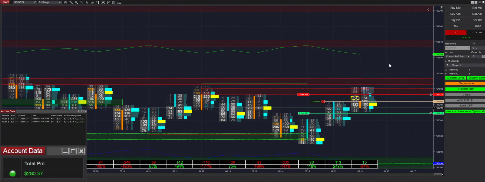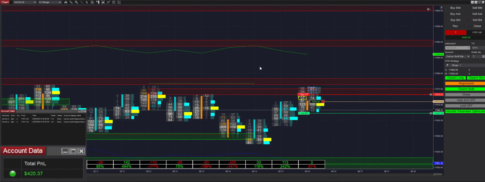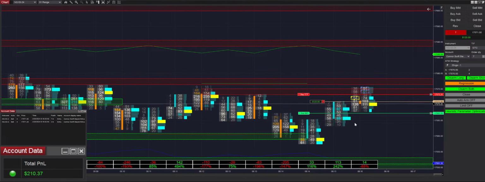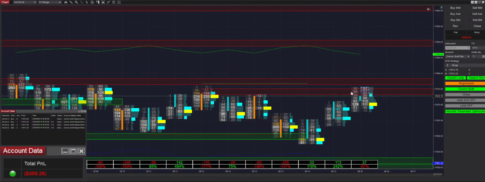We just got filled into a short trade here. Almost won it there. Now we're back to our break even. Unfortunately, we do end up losing the first trade of the day, bringing us down to negative 359.